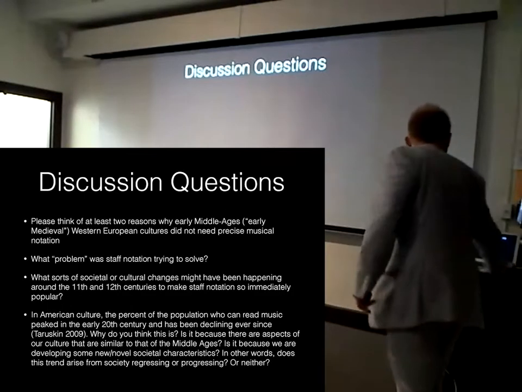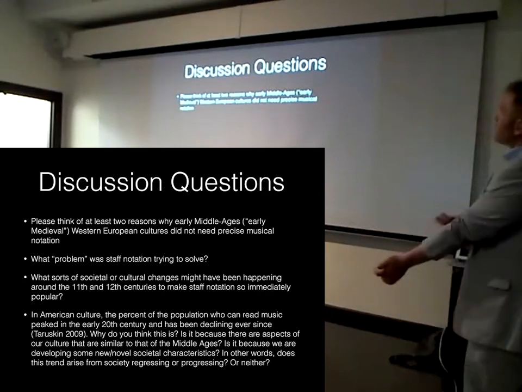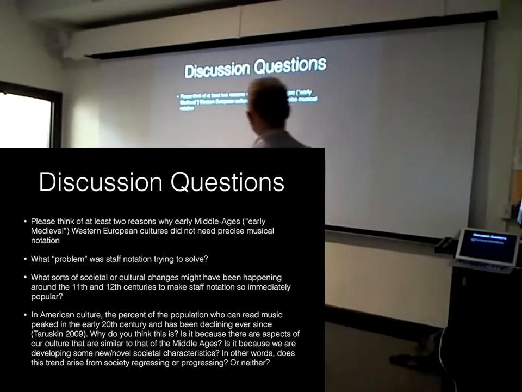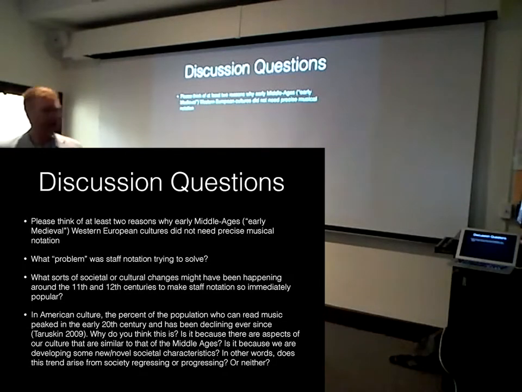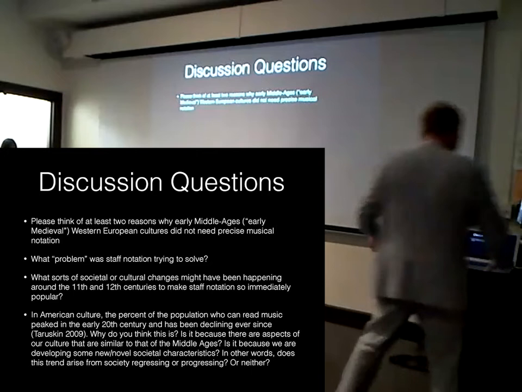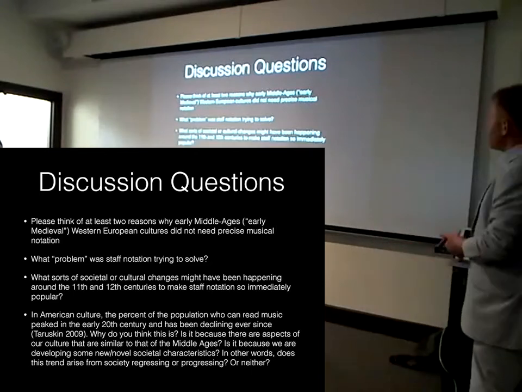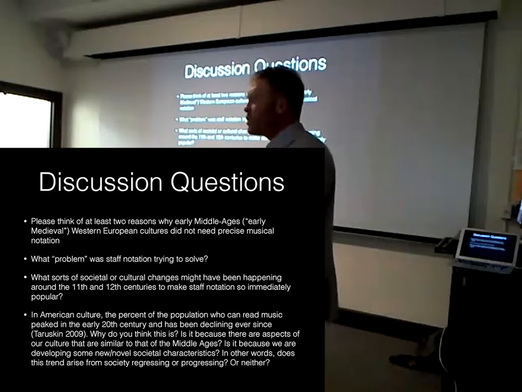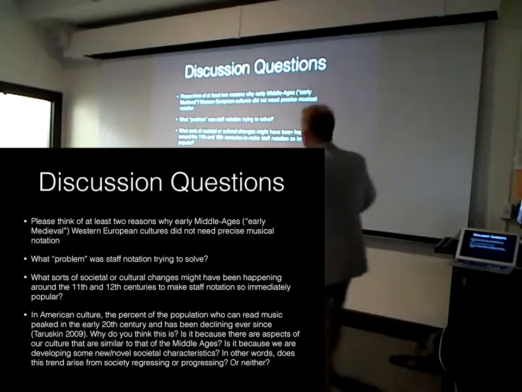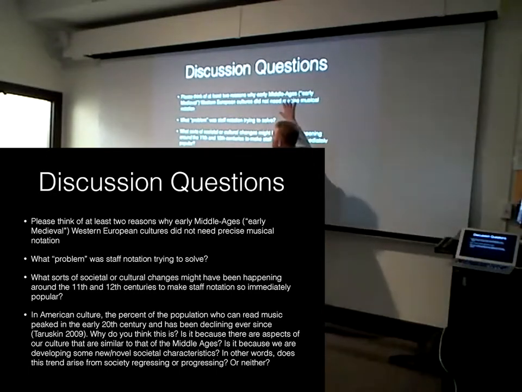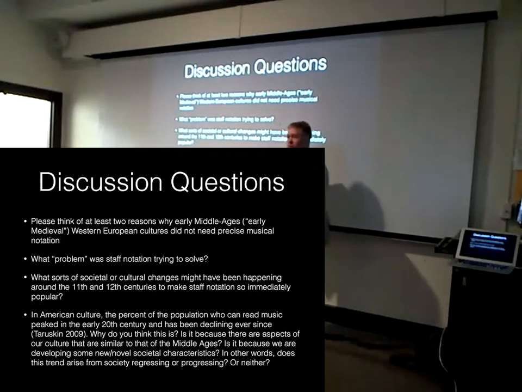So on your handout, I've got a couple of discussion questions. Please think of two reasons why early medieval Western European cultures did not need precise musical notation. I'd say something like, you probably all know different levels of stuff about the early Middle Ages, but think of it as King Arthur time. Why would they not necessarily need precise musical notation? And then what problem was staff notation trying to solve, and what sorts of societal or cultural changes might have been happening around the 11th and 12th century to make staff notation so immediately popular? Something was happening before the 11th and 12th centuries to make it not catch on, and then something happened in the 11th and 12th centuries to make it catch on.